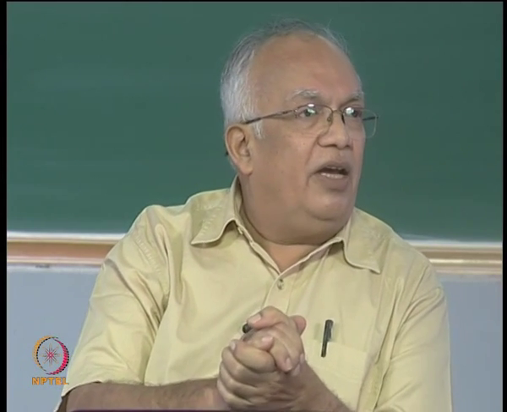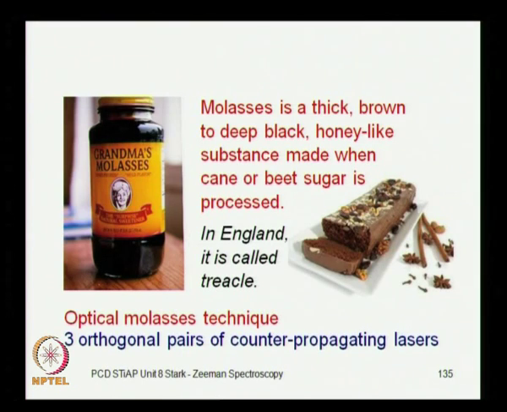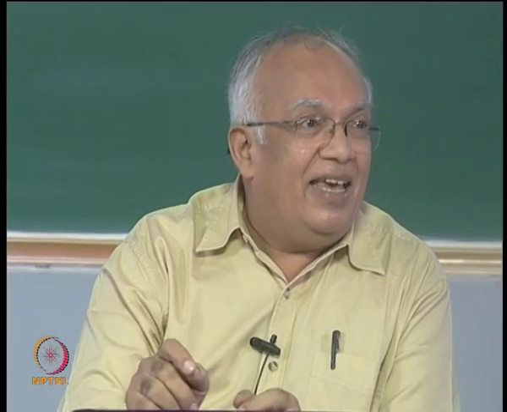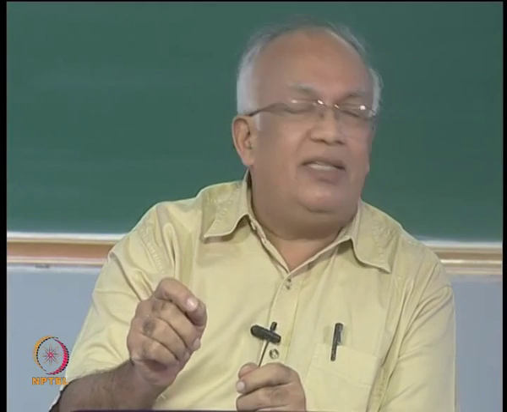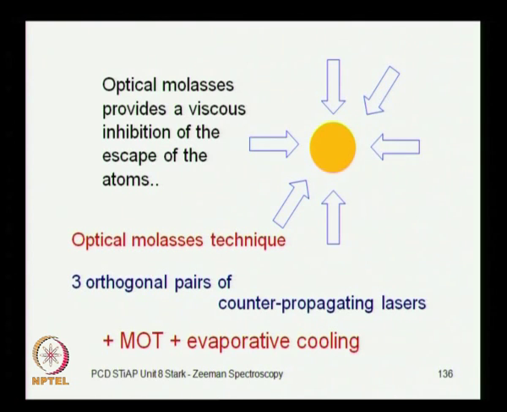And a molasses does something like that. A molasses is actually a very thick kind of liquid, like honey and so on. And it's a lovely picture, mouth watering perhaps. But then, as you can see, if something is stuck in this, it is not going to escape, right? So, that's the idea over here, that this is an optical molasses in which you inhibit the escape of the atom out of this zone. So, that is the reason this is called an optical molasses.